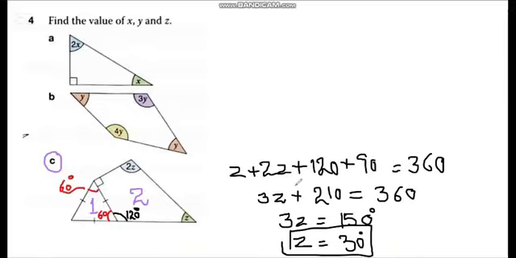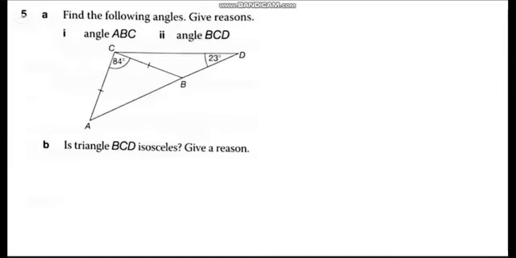Now let's move to question number 5. In question number 5, part A, we have to figure out the sizes of the angles like ABC and BCD. So first of all, if we consider this triangle ABC, it is actually an isosceles triangle because of these two equal sides. So it means the base angles will be the same. It means we can mark these two angles with x because both of the angles must have the same size.